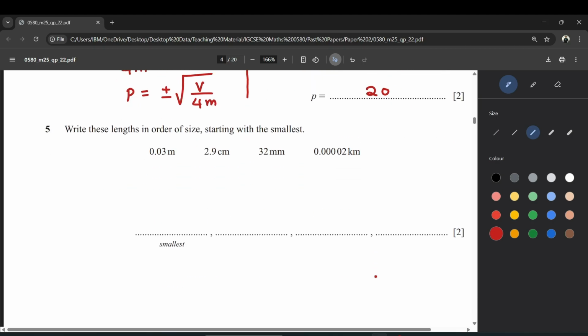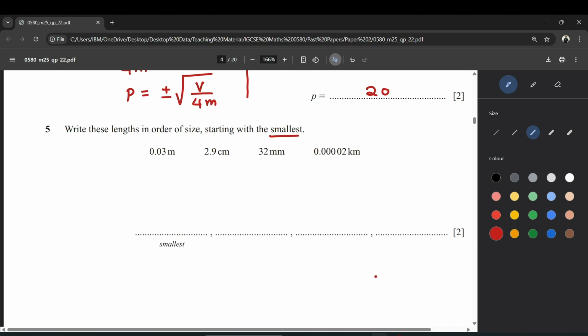All right, question number 5. Write these lengths in order of size starting with the smallest. Now you have 4 different units used to describe a distance. What we can do here is pick one unit and convert the rest of the units according to that one unit.